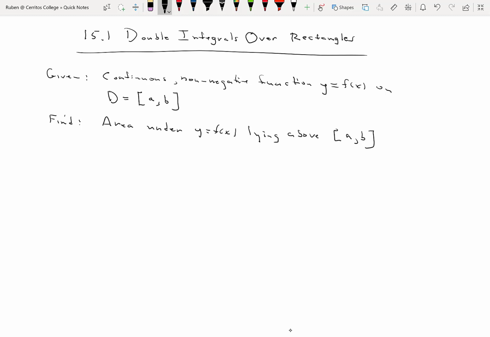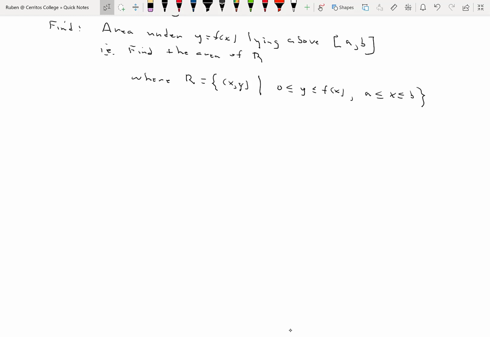Okay, I'm going to use some notation though that's going to lead into our three-dimensional case. So in other words, find the area of, let's say, the region R, where R is given in set notation as the set of all points x, y, such that y lies between 0, the x-axis, and the curve f of x, and the x value lies between a and b. Okay, we'll get used to this notation. It's just a fancier notation of saying the same thing as we did in less fancy notation. Just find the area underneath the curve above the interval from a to b.